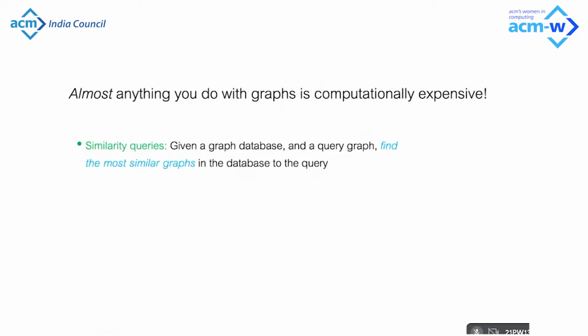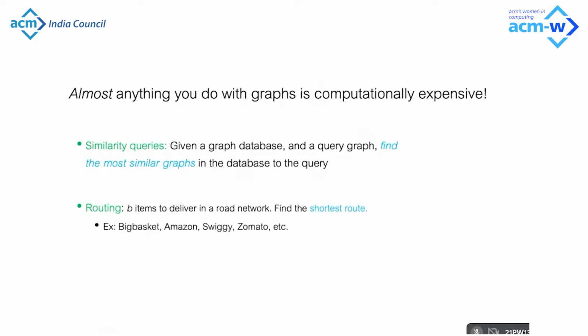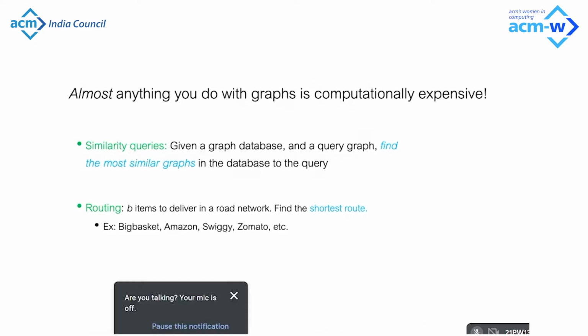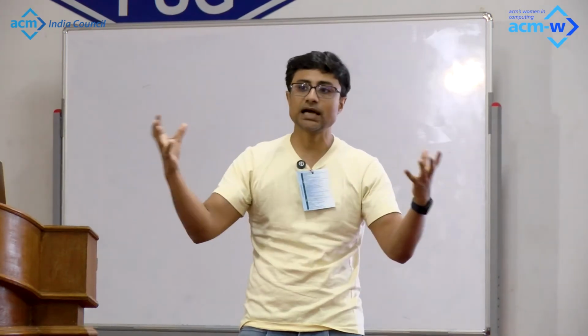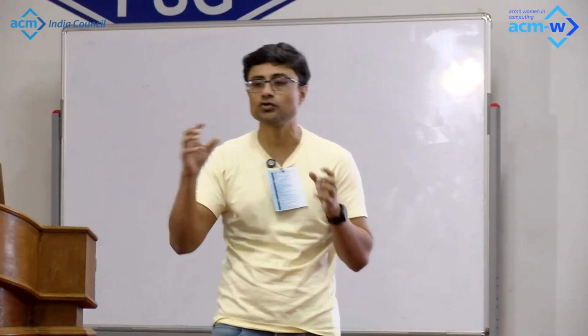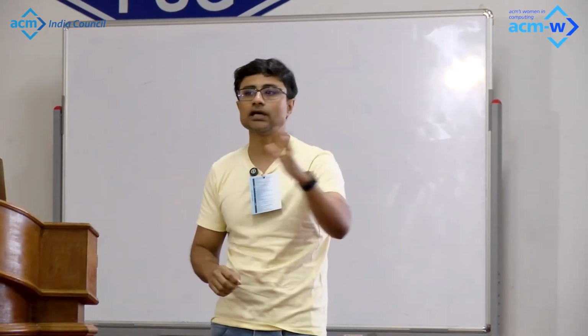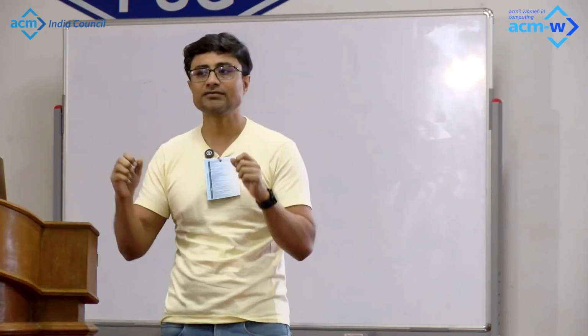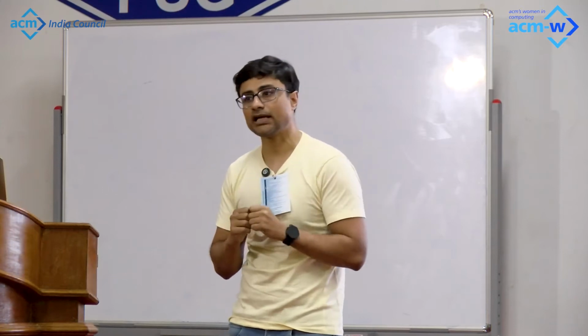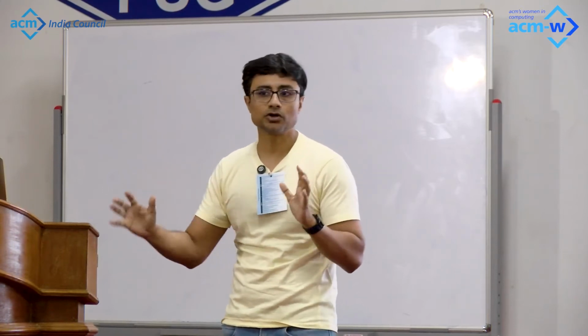Okay. Then let's take another problem, which again we routinely face in the real world, right? Suppose you have ordered some grocery items from Swiggy or Big Basket, or Amazon needs to deliver a parcel. They have a bunch of B items, and they need to figure out the shortest or quickest route through which they can deliver all the items. Again, it seems very simple, a problem that we routinely need to solve, but this problem again is not something that we can solve in polynomial time.